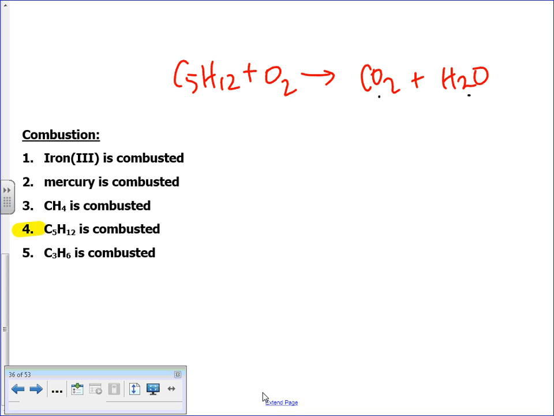So what do I put here? And here? 6. Okay, then together I have how many oxygens? 16. So 5 times 2 is 10, plus 6. Yay, 16 is an even number! Put an 8 here, and then none of that doubling stuff.